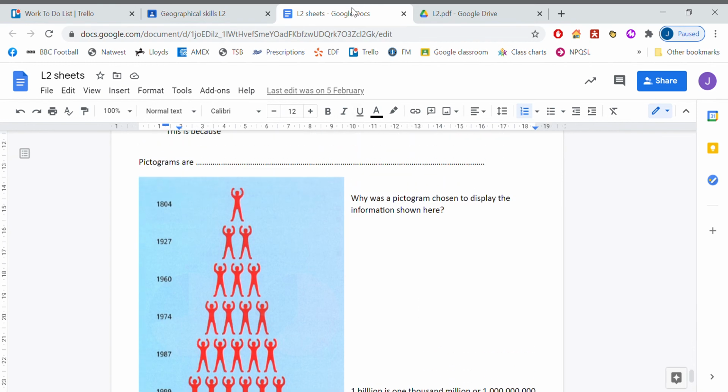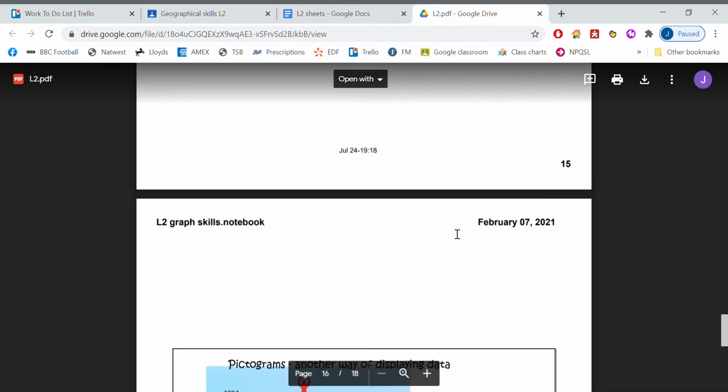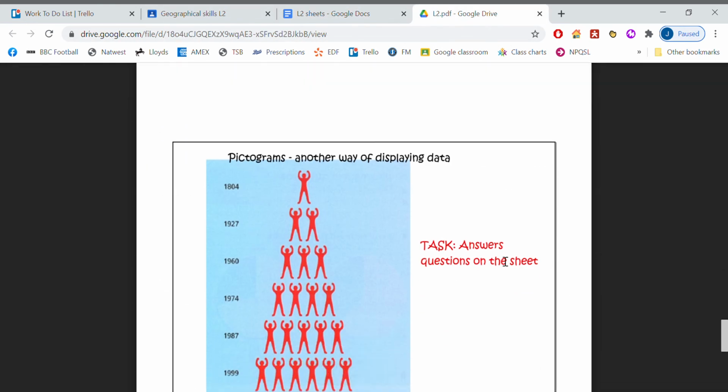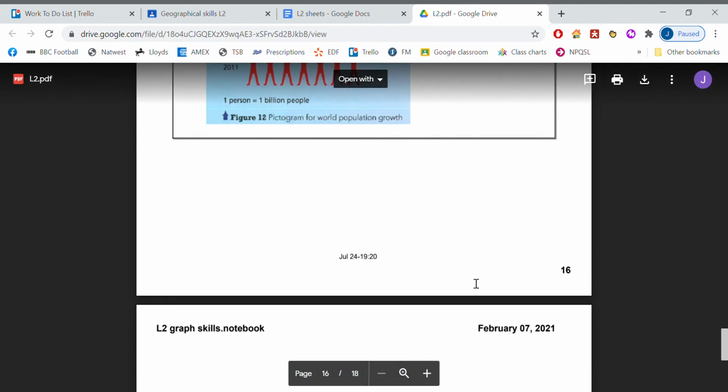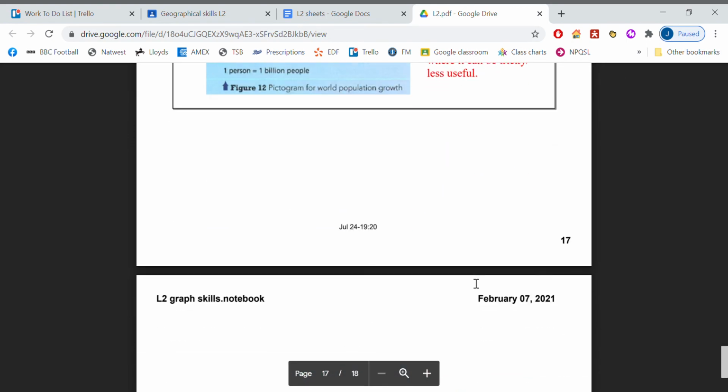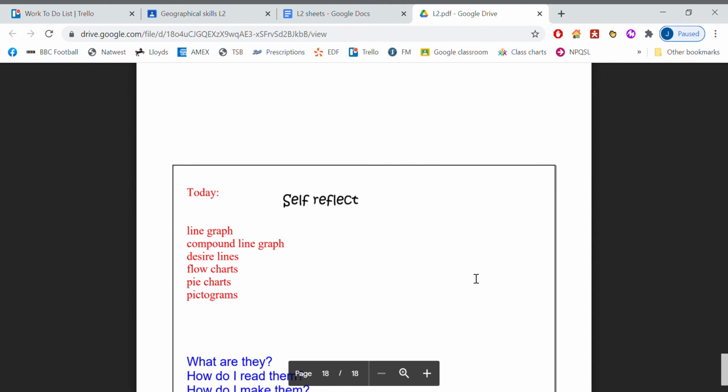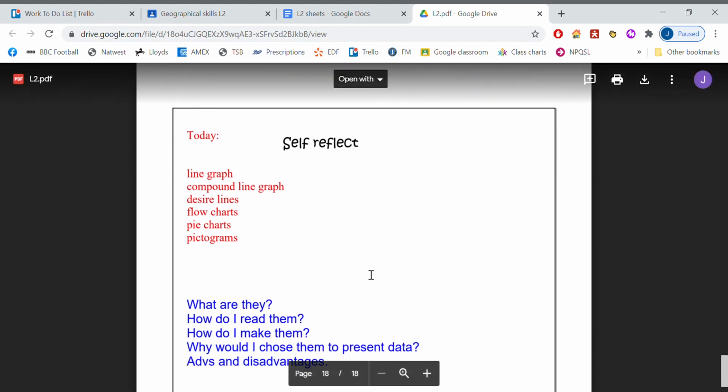Finally today, pictograms. Again, have a look at it, answer the questions on the sheet. So it should be quite straightforward today. Lots of look at a graph, think about it, answer the questions, and then a bit of self-reflection at the end on the progress you've made, how you feel about those.